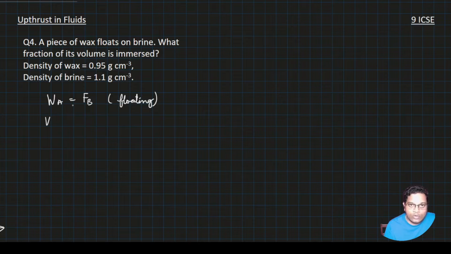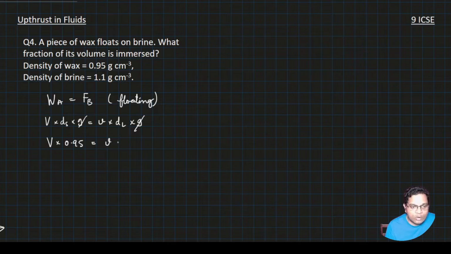So weight in air is the total volume times the density of solid times gravity. And when it is floating, the upthrust that it receives is the volume of the body submerged times the density of liquid times gravity. So here g and g will get cancelled. So this is the total volume, and this is solid, in this particular case wax, so that is 0.95, and this is small b, and here brine, which is 1.1.